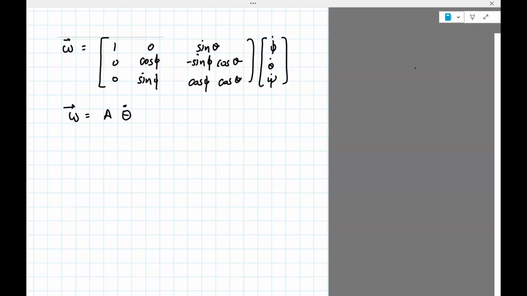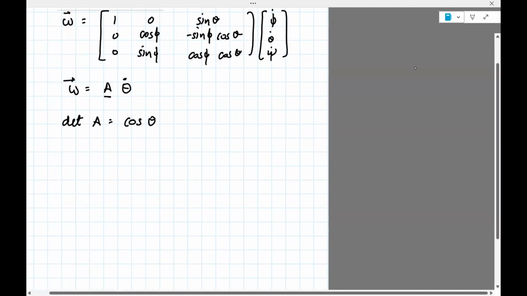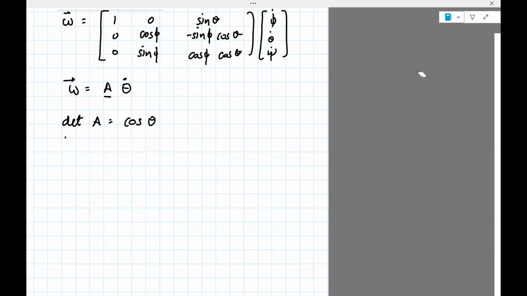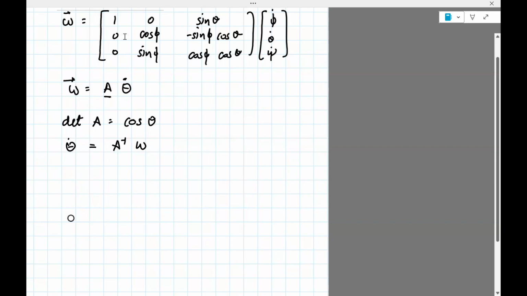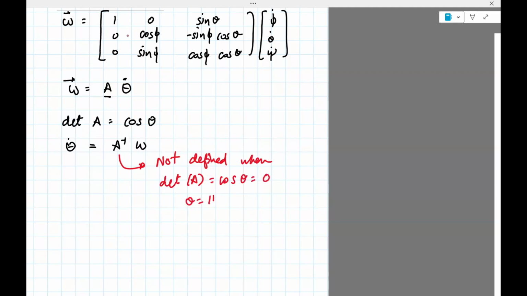Okay, so that's the formula for angular speed, omega, as a function of the Euler rates. Now, if you take the determinant of A, you see that the determinant is cosine of theta, which actually shows you where the problem is. If you want to compute the rate of change of Euler angles as a function of omega, you'll have to invert A. But now you will have the issue that when theta is 90 degrees, the determinant of A is not defined, which means A inverse is not defined. So A inverse is not defined when the determinant of A, which is cosine of theta, is 0. In other words, theta is pi divided by 2.